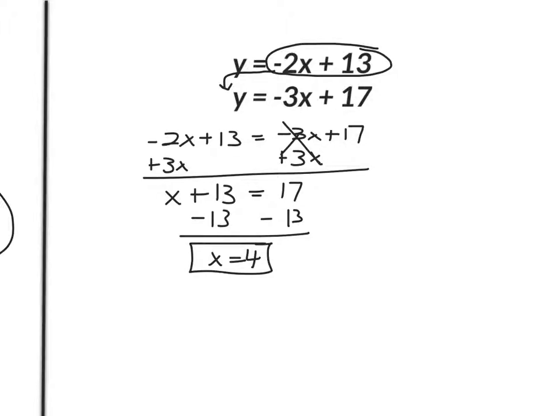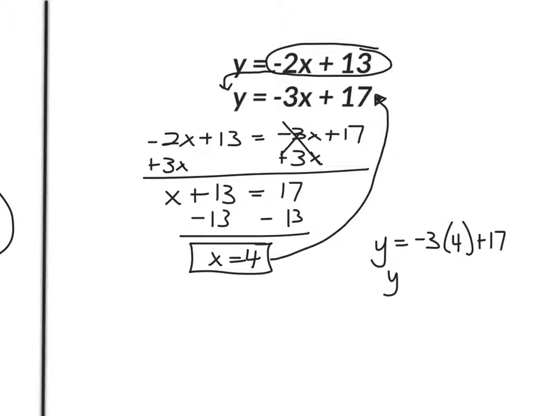Okay, now what I have to do is take this x equals 4 and put it into the equation, into either equation. It doesn't really matter which one. I'm going to put it in the bottom one. So y equals negative 3, and instead of an x, I'm going to put a 4 in here, and then plus 17. Okay, so now I'm substituting again. Essentially, you're substituting twice in each problem. So y equals negative 12 plus 17. Negative 12 and 17 is a 5.